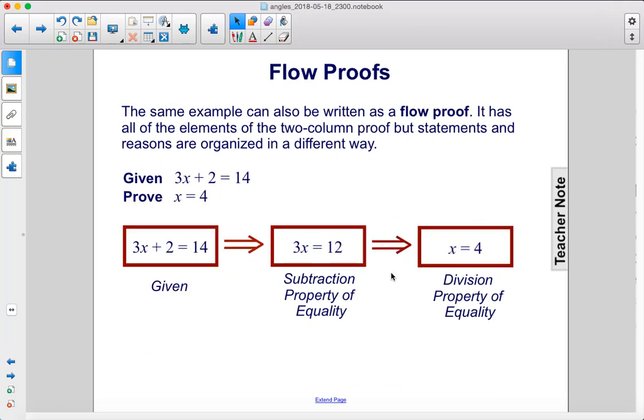The same example can also be written as a flow proof. It has all of the elements of the two-column proof, but statements and reasons are organized in a different way. Here we do start with the given, and we end up with what we're trying to prove, but we move to the right using arrows.